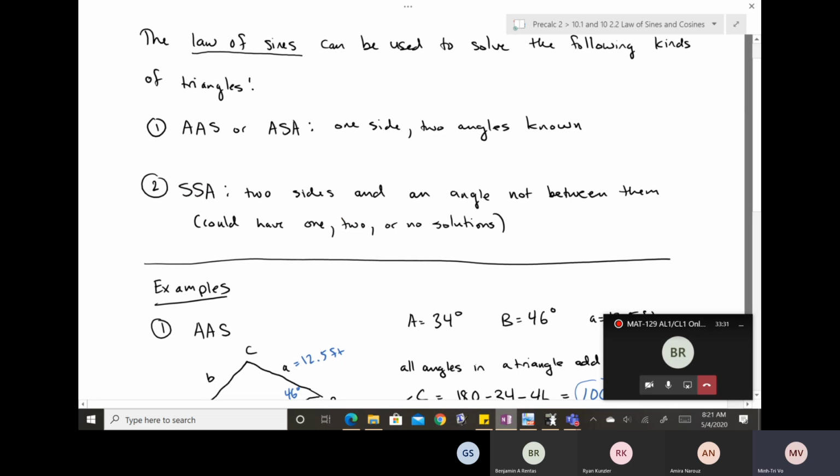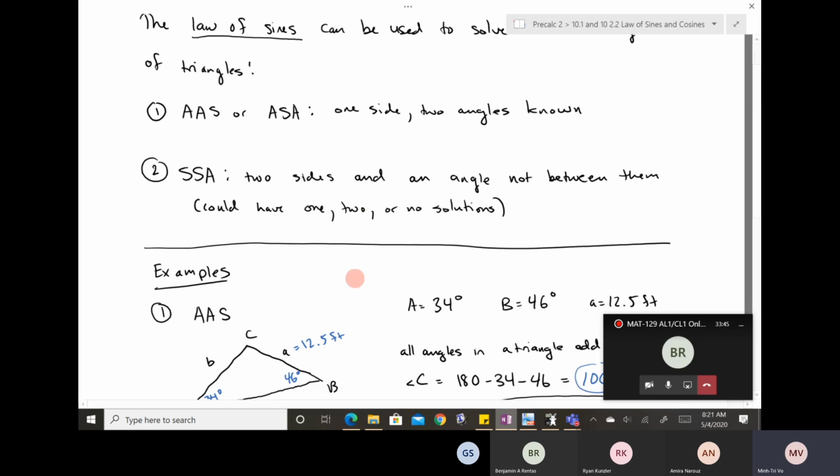So this second case is a little bit trickier because in the case of an SSA triangle, there's a possibility that you have either one, two, or no solutions, depending on how the calculations turn out. So this is a situation you want to be careful about.